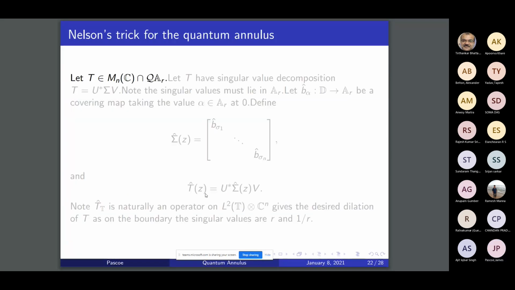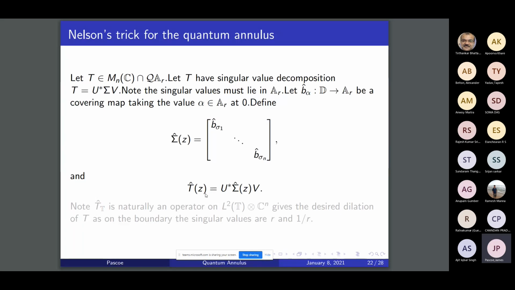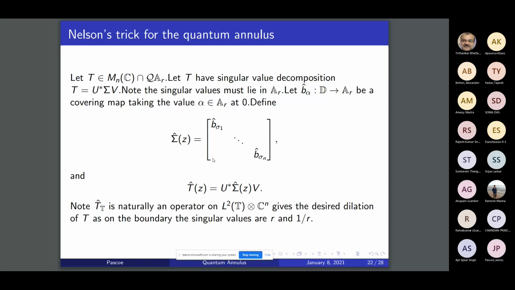Well, let's say for this example, what did we do? Well, what we did was we defined a function of z, which was an analytic function. And then that was supposed to sort of stay inside of our nice set of operators that we care about, and then be the most extreme operators on the boundary.